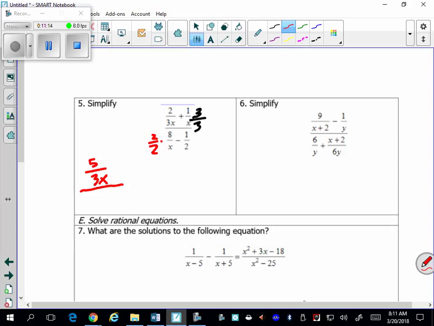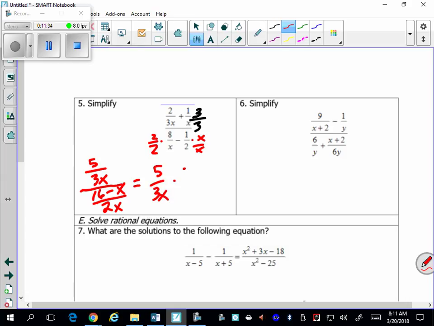So that's going to be 16 minus x over 2x. So now we have a fraction divided by another fraction, so keep it, change it, flip it. 5 over 3x times 2x over 16 minus x.